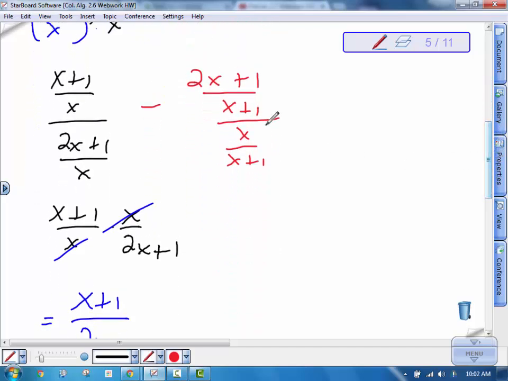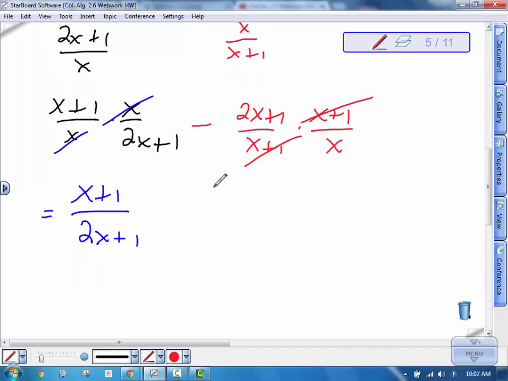Now I'm going to change this into multiplication by the reciprocal. So I'll make it times x plus 1 over x. The x plus 1's cancel, and I end up with 2x plus 1 over x.